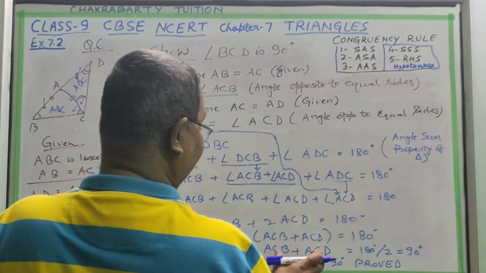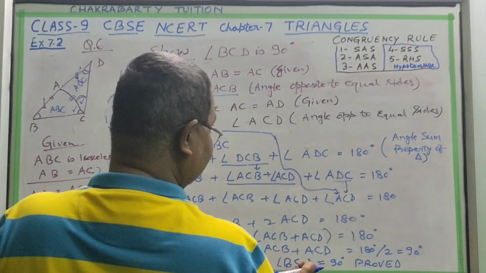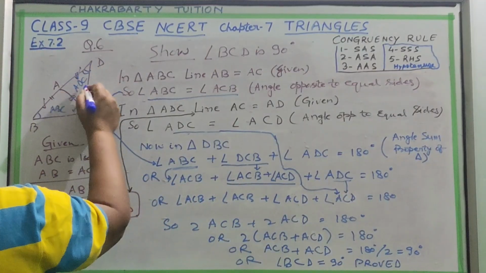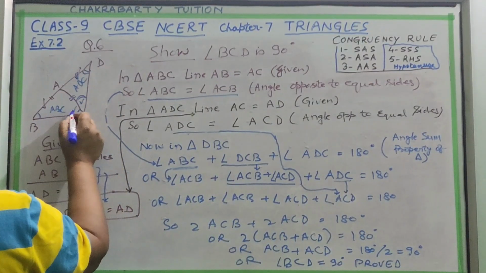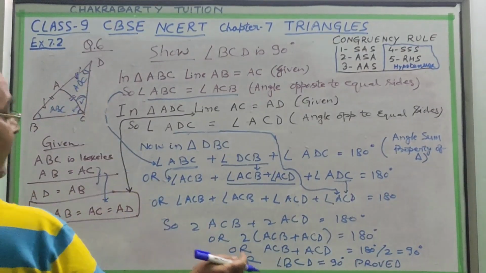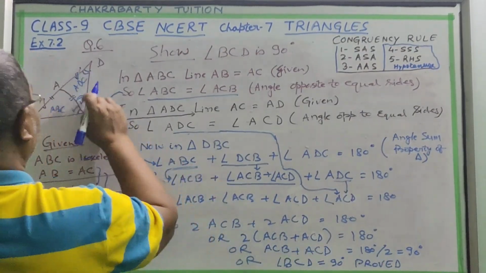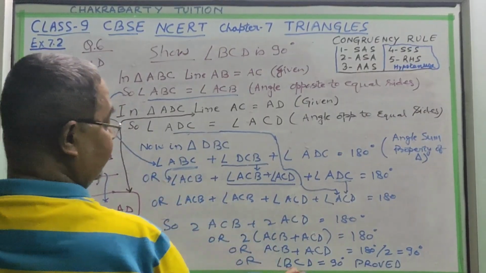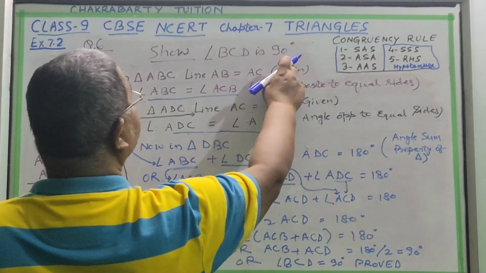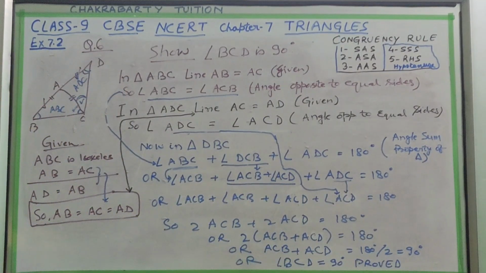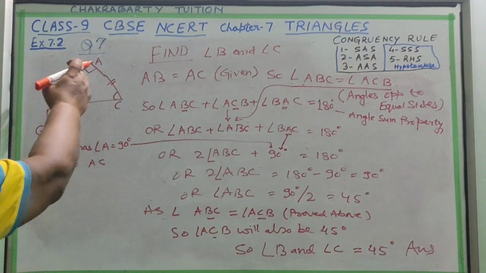Now angle C and angle C, these two angles together make the total angle C. So ACB, this part, and ACD, the other part, both together we can write as BCD. BCD is 90 degrees. The question is that BCD is 90 degrees, and it is proved here. Now question number 7 we are going to do.